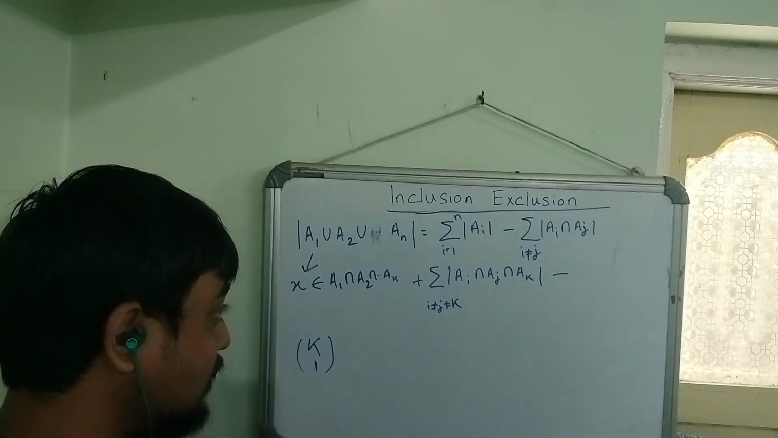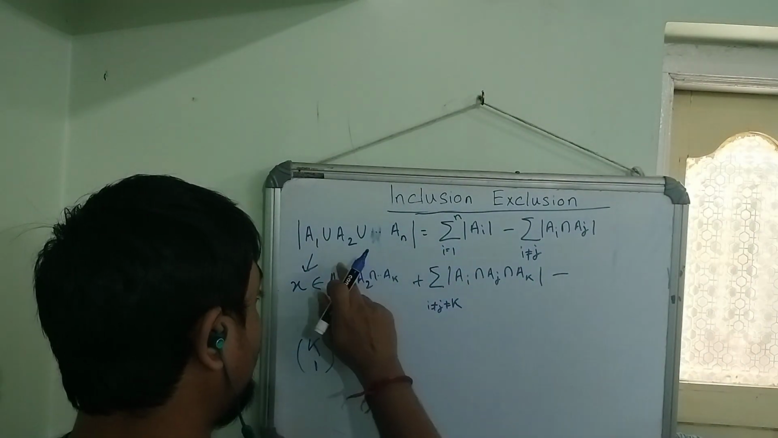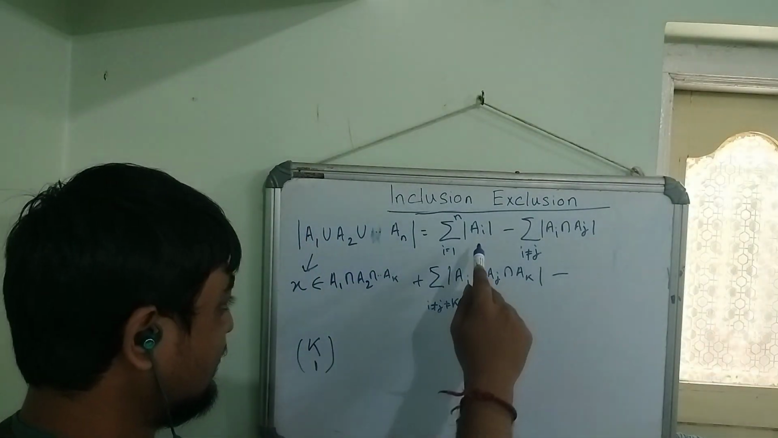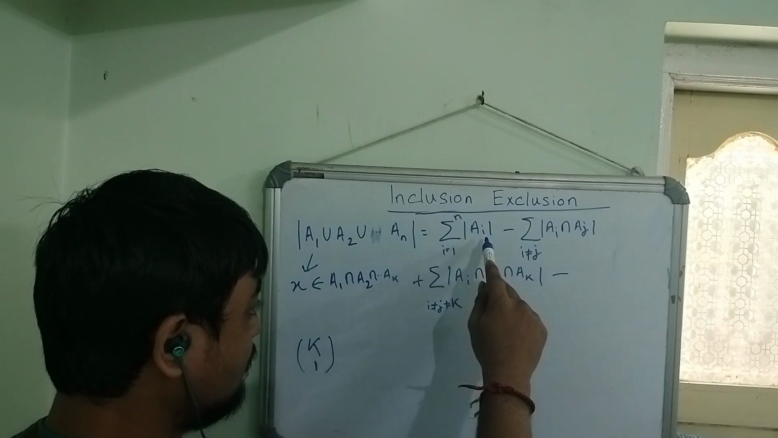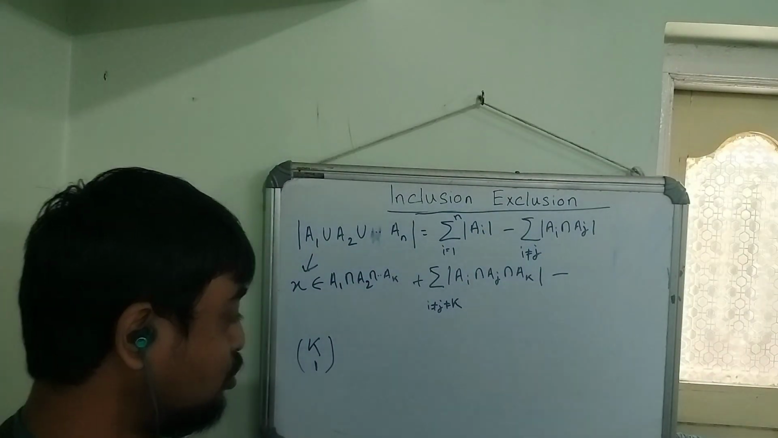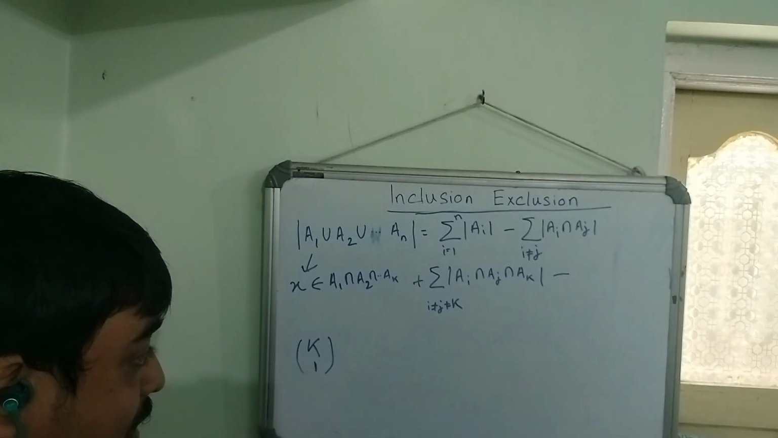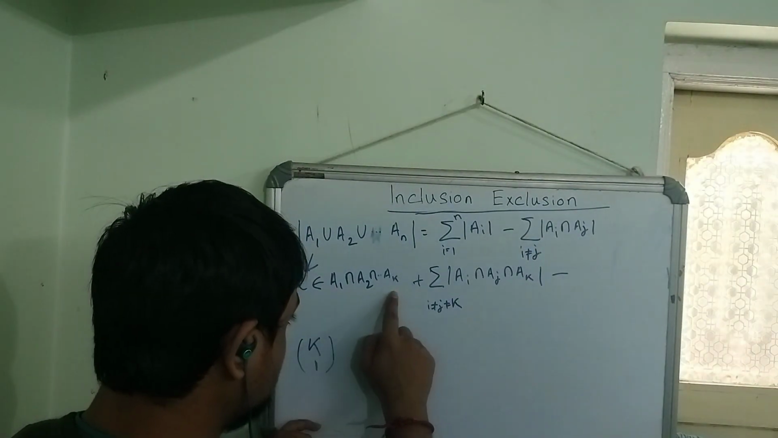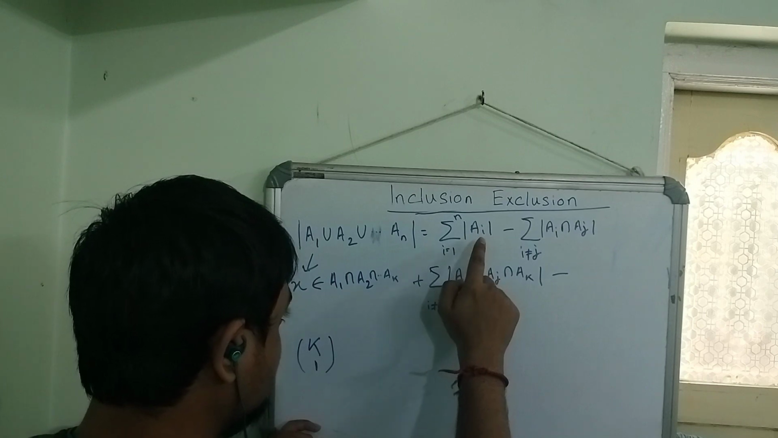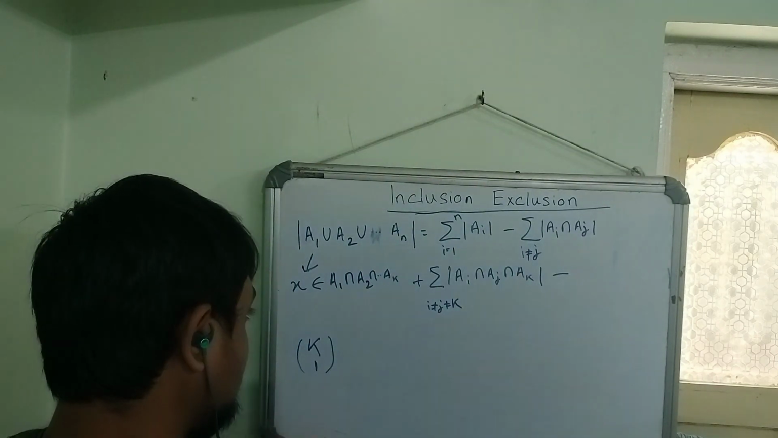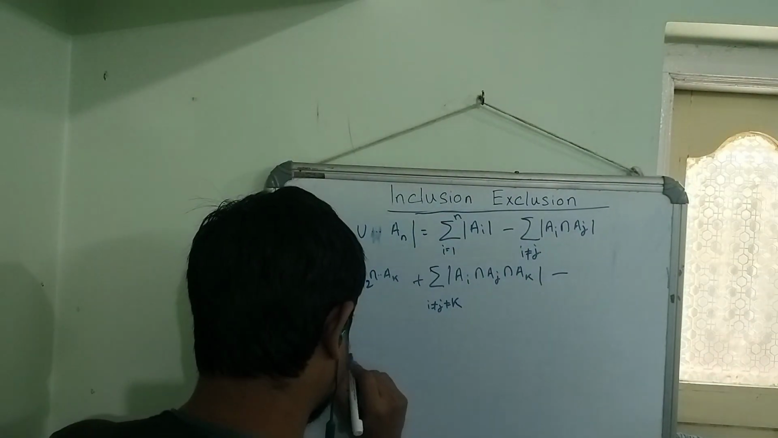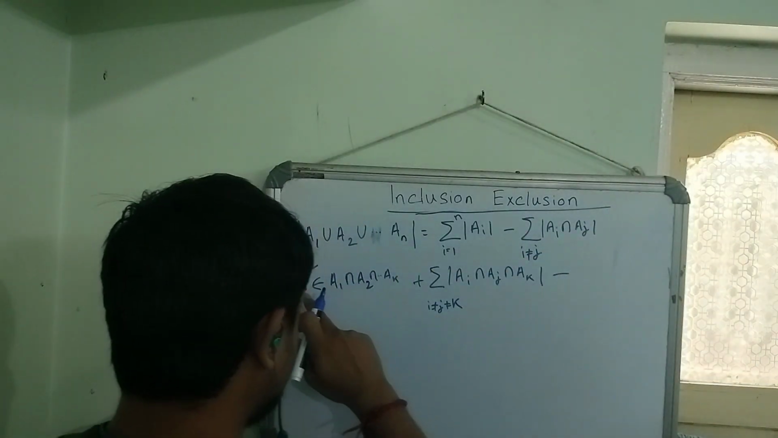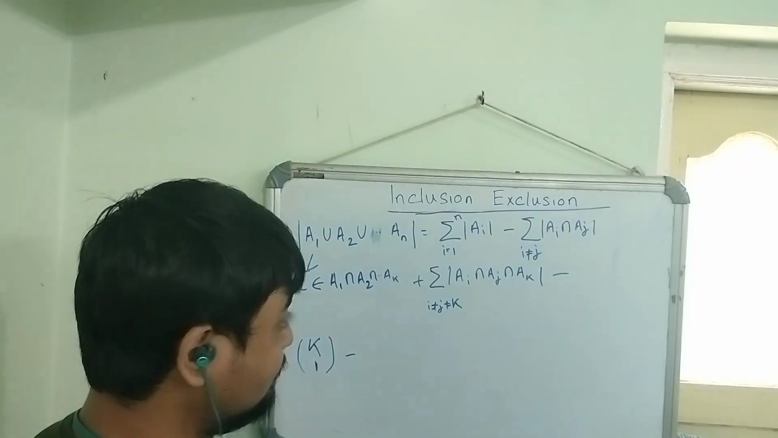Why k choose one times? Because this is cardinality of a1 plus cardinality of a2 plus cardinality of a3 plus cardinality up to an. So it will be present in only k of those, right? So it is counted k choose one times here. You will get a better picture from the second term. How many times is this element deducted?